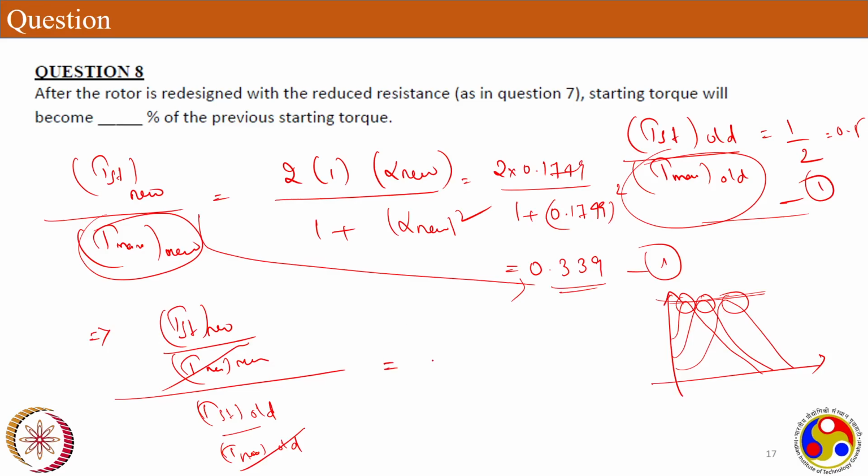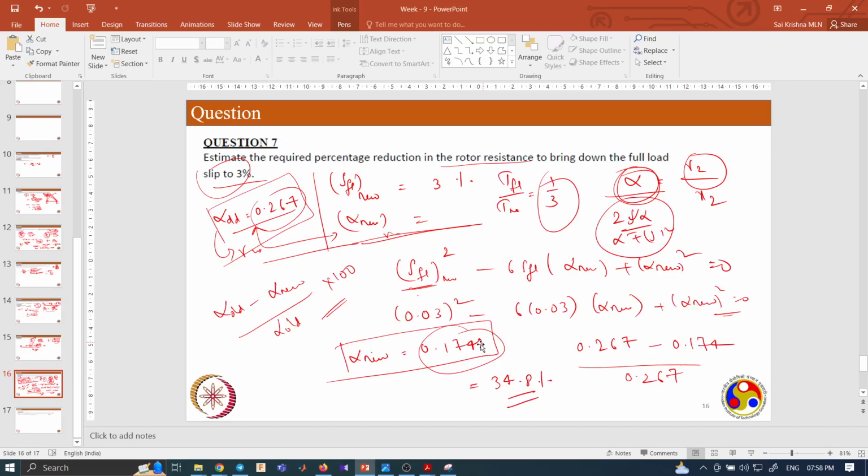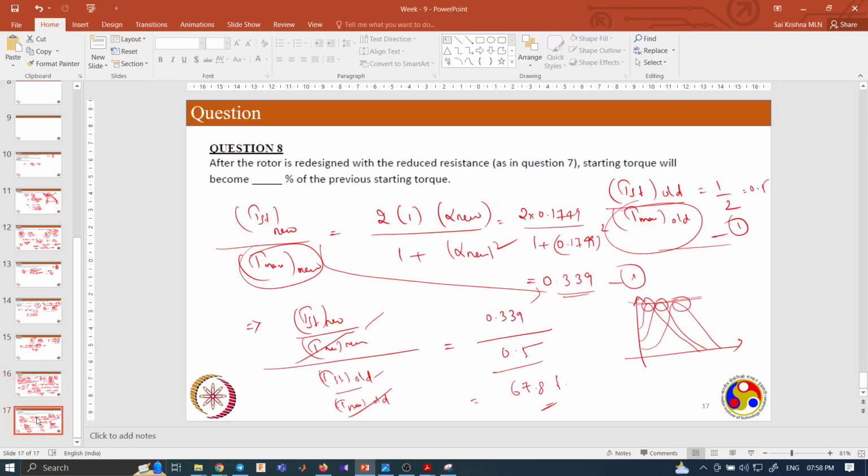Now, what is the numerator? The new one is 0.339 and the denominator is 0.5. So this will give you the percentage of new to the old. 0.339 divided by 0.5 is 67.8. So your new starting torque would be 67.8% of the old starting torque. These are the key concepts you have to remember.